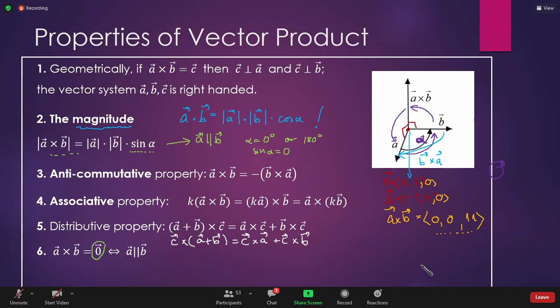Remember how we checked collinear vectors? We checked using the proportion. We checked the collinearity using this proportion: AX to BX, AY to BY, and the third ratio, AZ to BZ. These three ratios must be identical. So proportion. This is for testing for collinearity. We do not use this sixth property for testing anything.